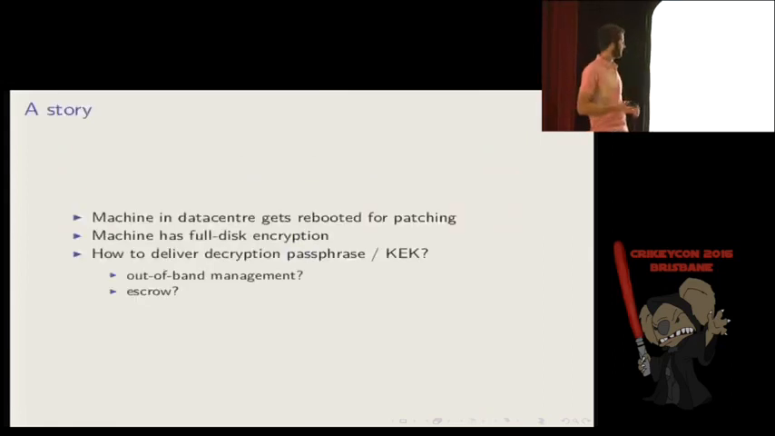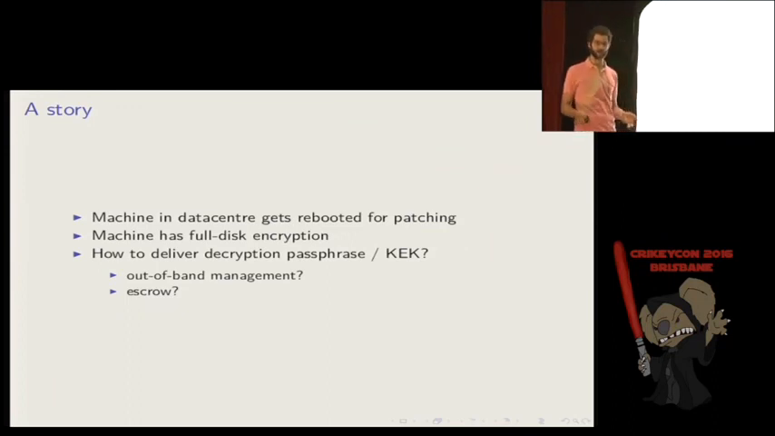So here's a story, right? A machine in a data center gets rebooted, needs to be patched or whatever, and the machine has full disk encryption. So when it comes up, it requires a passphrase to decrypt the key encryption key and proceed with booting the system. So how does this happen?